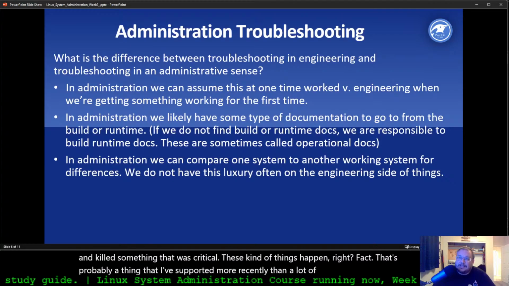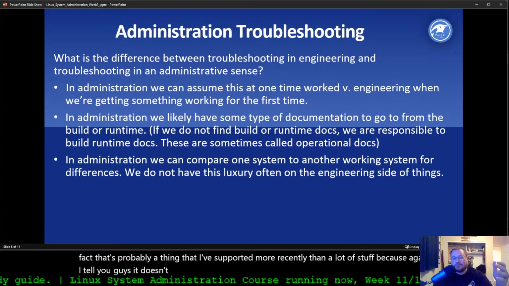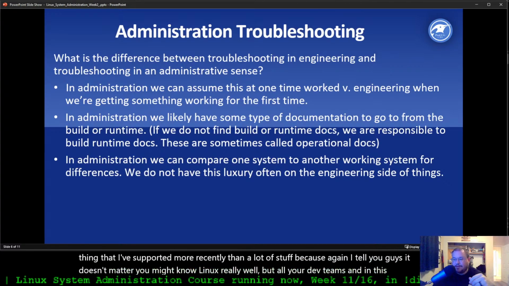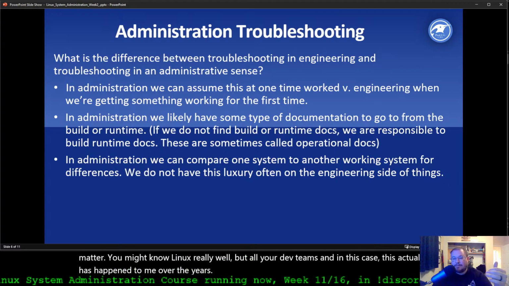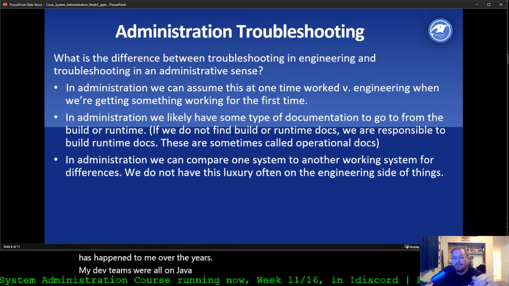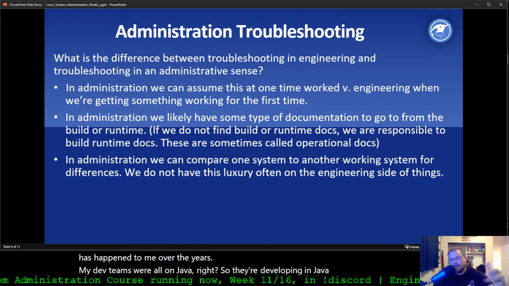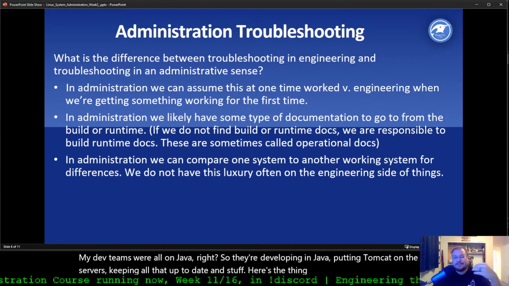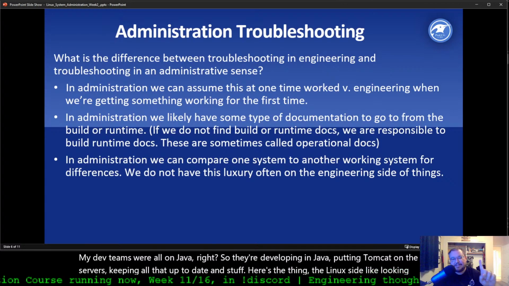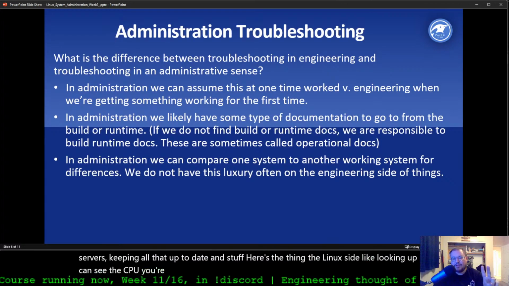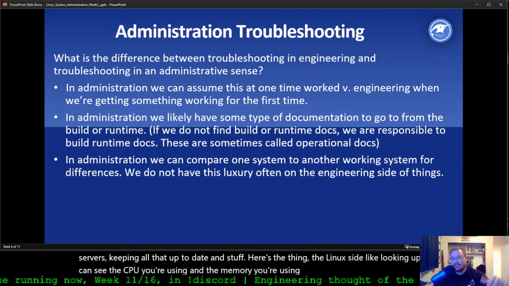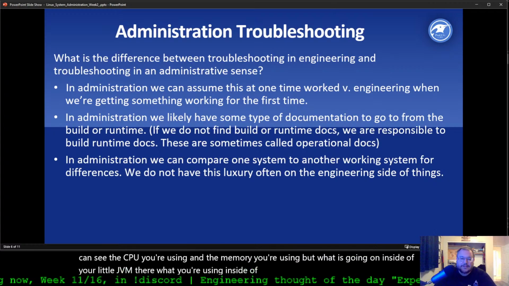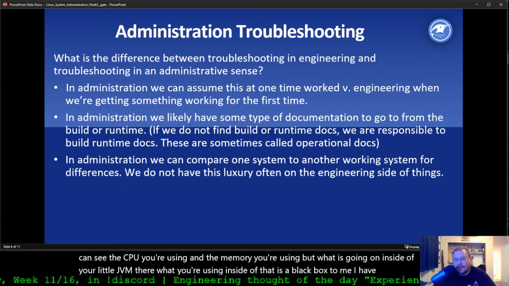Because again, I tell you guys, it doesn't matter. You might know Linux really well, but all your dev teams, and in this case, this actually has happened to me over the years, my dev teams were all on Java, right? So they're developing in Java, we're putting Tomcat on the servers, keeping all that up to date. Here's the thing. The Linux side, I can see the CPU you're using and the memory you're using, but what is going on inside of your little JVM, what you're using inside of that, is a black box to me. I have no idea what's going on inside of it.